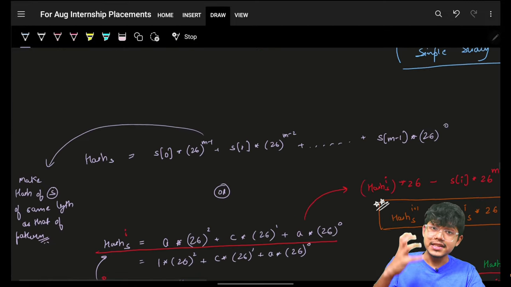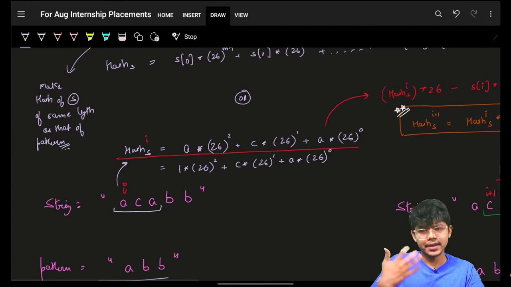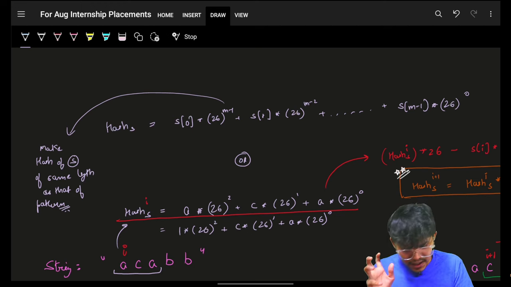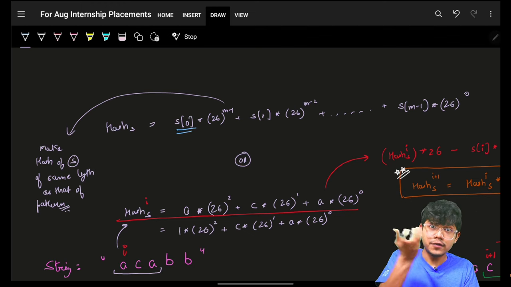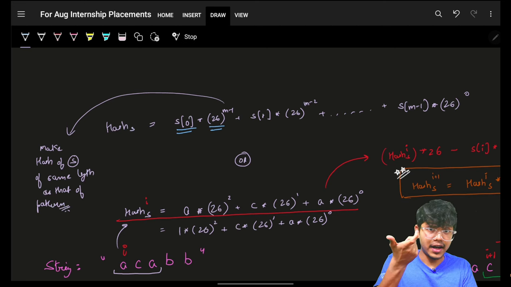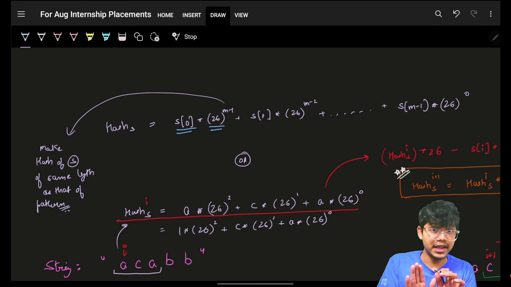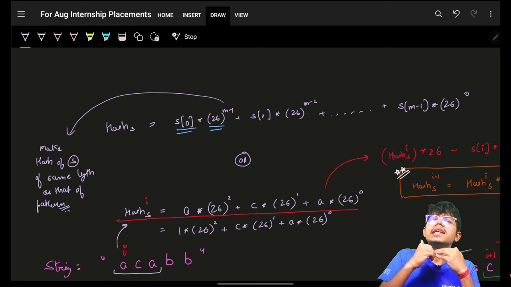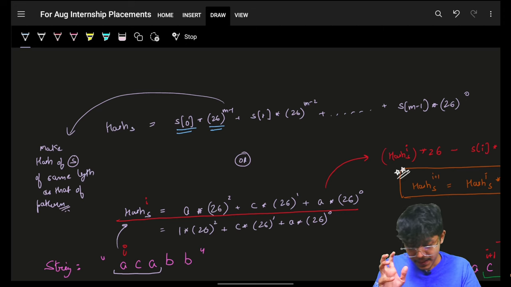Okay, now let's see how our hash function will look. Again, it will look like the character, which is S of 0, where S is the string, index of 0. Then the radix for us, which is 26, which we have taken because we can take anything more than or equal to 26.